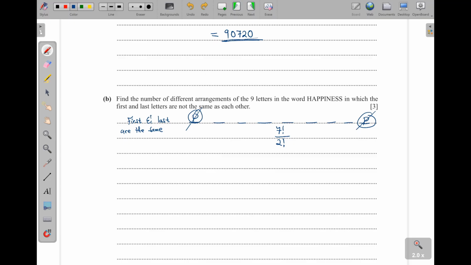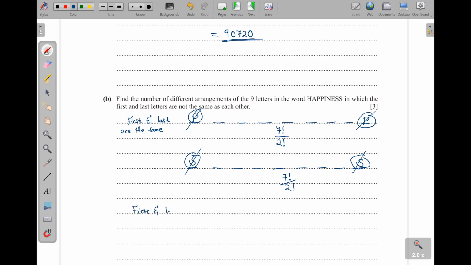Then I can also have another scenario where S's are the ones that are at both ends, okay? 1, 2, 3, 4, 5, 6, 7, 8, 9. So I can have S here and then S here. Same to P. Here I will have 7 factorial out of 2 factorial. Now that means inside here we have the 2 repeating P's. They are the ones that will be in here.